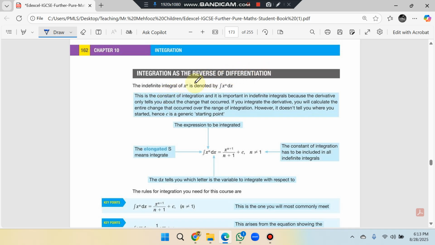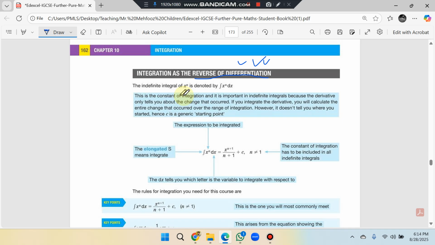So integration is the same like the reverse process which we have studied in the previous chapter, that is differentiation. Like that, if we take the derivative of a function and again if we take the integration of the function, your function will remain the same. Same like that, if we take the square of a function, then we take the square root of the function, so your answer will be the same number.